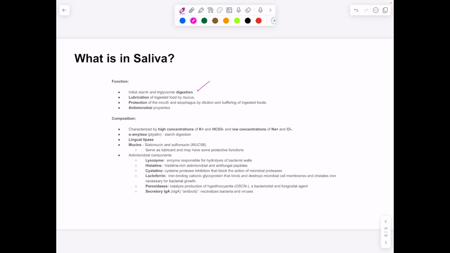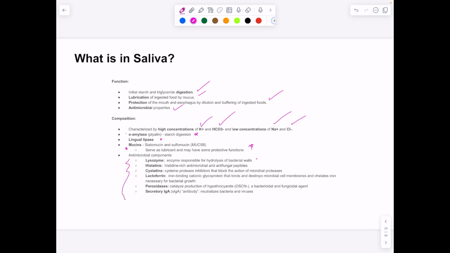We know it's involved in digestion of sugars. It starts with it, lubrication, protection of the mouth, antimicrobial properties. It has a high concentration of potassium and bicarbonate, low concentration of sodium and chlorine. It has alpha amylase to help with the sugar digestion, lingual lipase, which we said came from the von Ebner glands on our tongue. And then we have our mucins, mucus, sialomucin and sulfomucin, which serve as a lubricant protective function, and then we have antimicrobial functions in our saliva.